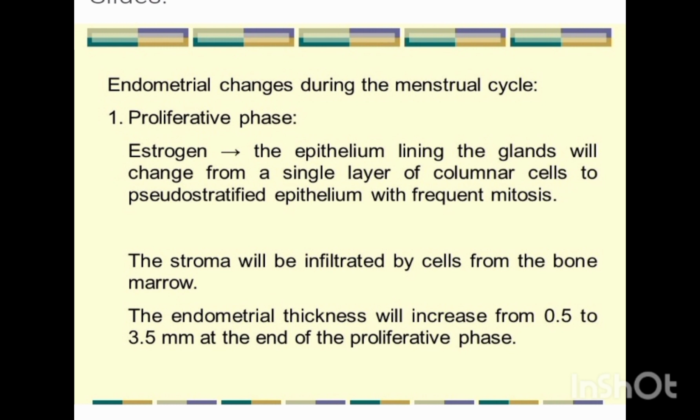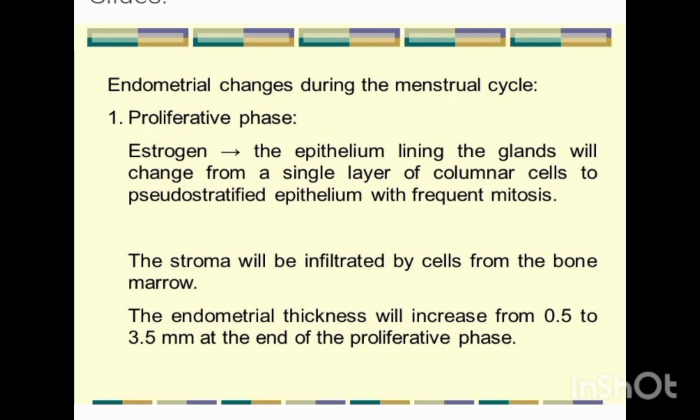Here comes the proliferative phase in the endometrium. Proliferative, in the name itself, it is explaining a lot of meaning. Proliferation is nothing but an increased number of cells by mitotic division. You all know that mitotic division is nothing but one cell divided into two cells, and two cells divided into four, and four divided into eight. This division is called mitotic division.